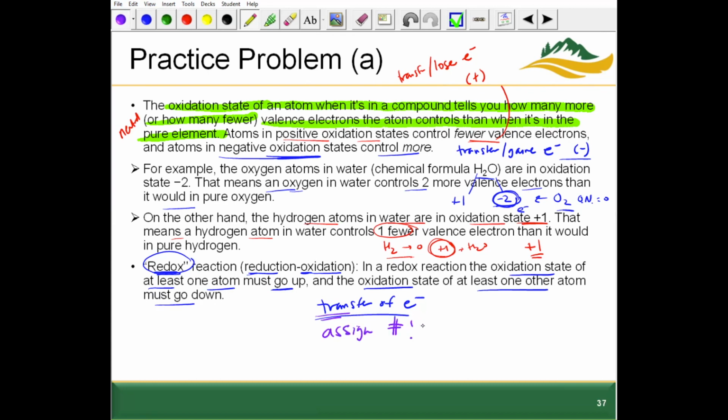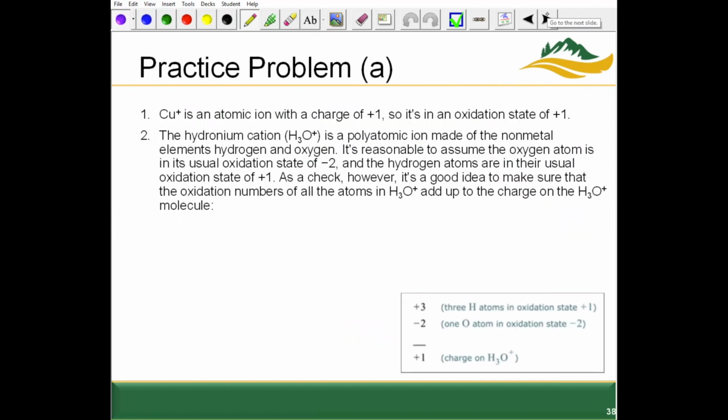We need to be able to assign oxidation numbers to see which atom has an oxidation number that goes up after the reaction, and which atom has an oxidation number that goes down from the reaction. Okay, so we'll come back to this. For now, in our practice problem, we're going to assign the oxidation numbers of those highlighted atoms.